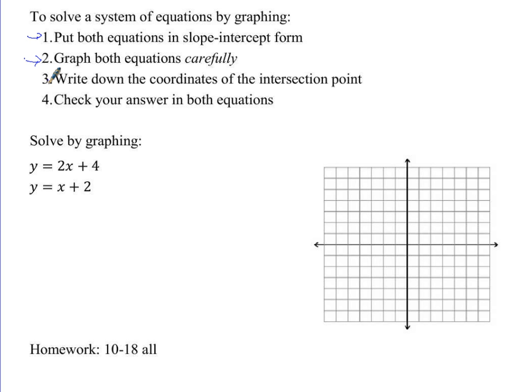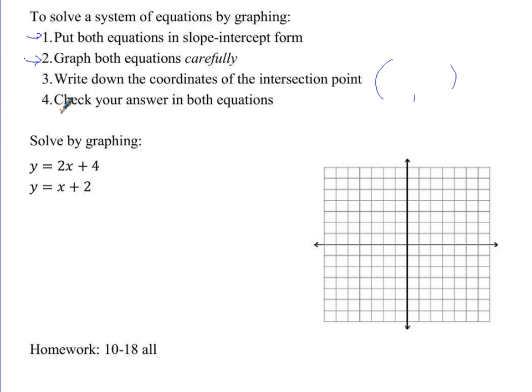Write down the coordinates of the intersection point. It's going to be an ordered pair: something comma something, x comma y. You have to write that down. If you don't write that down, then you have not given me the answer, which means it's wrong. I have to see that ordered pair.